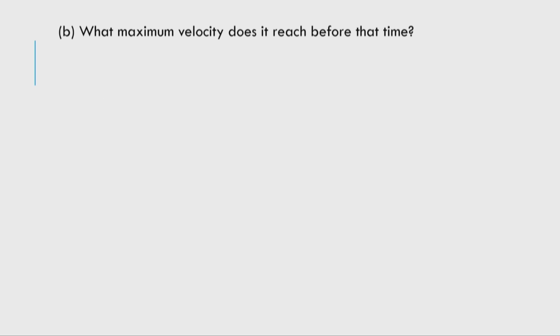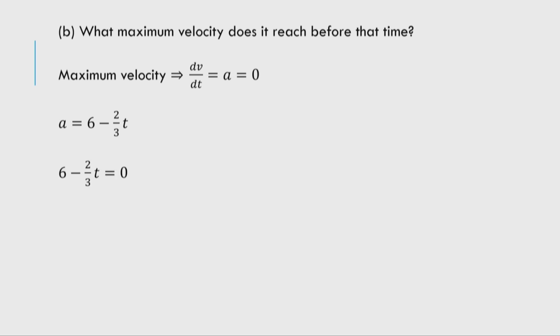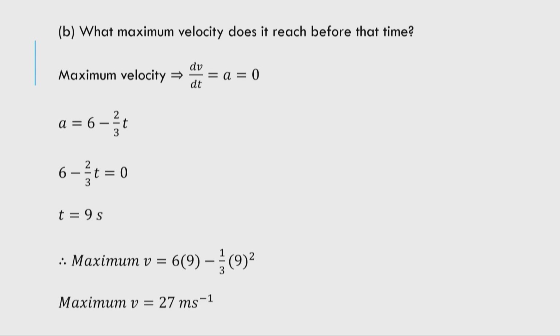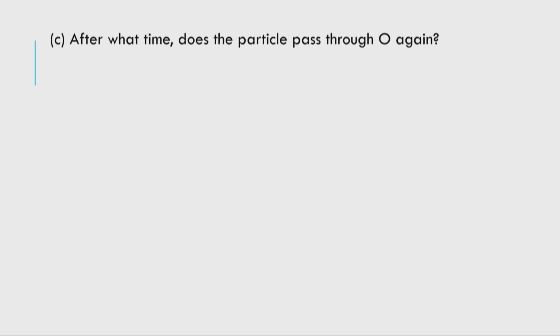What maximum velocity does it reach before that time? Maximum velocity means dv by dt, which is equal to a, is equal to 0. a is equal to 6 minus 2/3 t. 6 minus 2/3 t is equal to 0. Solving this equation, we get t is equal to 9 seconds. Now we substitute this value to get the maximum v. 6 into 9 minus 1/3 into 9 squared. Evaluating this, we get the maximum v, which is equal to 27 meters per second.